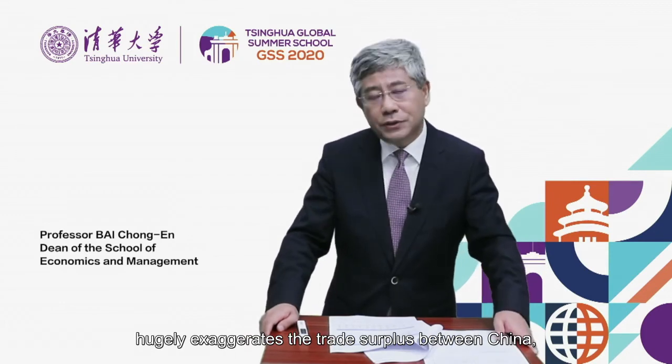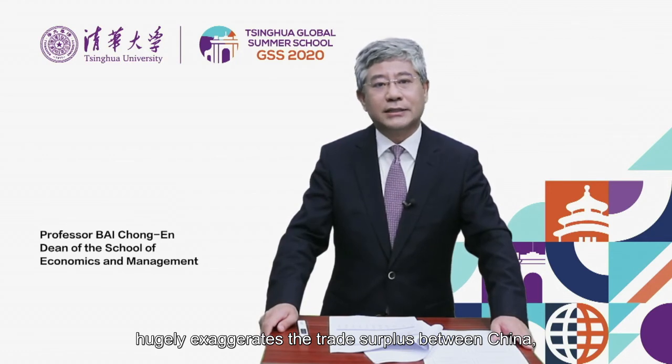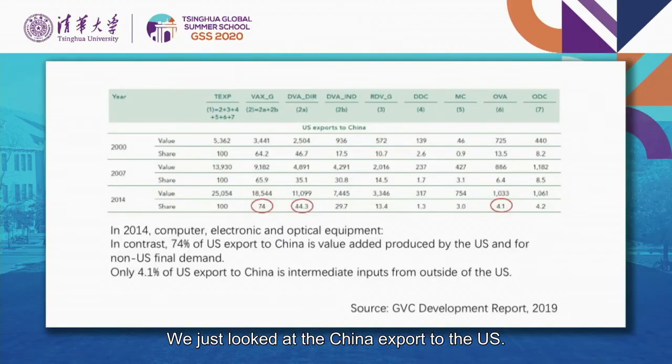Intermediate inputs are about 41.5%. That's why the value added produced in China is only 46%. So if you look at these numbers, then you would have to say that the raw trade data hugely exaggerates the trade surplus, the trade imbalance between China and the US. We just looked at China's export to the US. We found that only 46% of China's export recorded in the official statistics was actually produced in China and consumed outside of China.